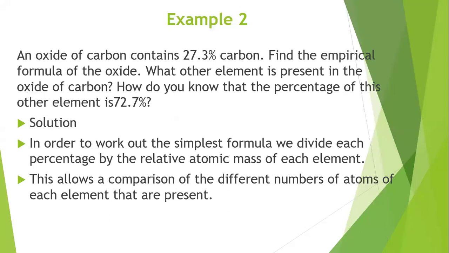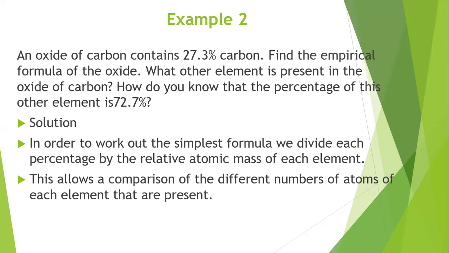Example 2: an oxide of carbon contains 27.3 percent carbon. You are required to find the empirical formula of the oxide. What other element is also present in the oxide of carbon, and how do we know that the percentage of this other element is 72.7%? Simply, the solution is that in order to work out the simplest formula, we first have to divide each percentage by the relative atomic mass of each element.